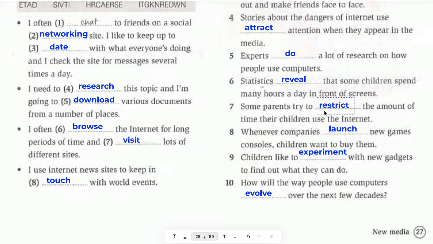Yes, some parents try to restrict the amount of time their children use the internet. Do you understand the meaning of the word restrict? Like decrease. Yeah, again, restrict means it's like decrease. Yeah, kind of, yeah. Some other words. Restrict the amount of time. That means try to limit, okay? Limit the amount of time the children use the internet, okay? Yeah, reduce or limit or some kind of something like that, okay? Now number 8.